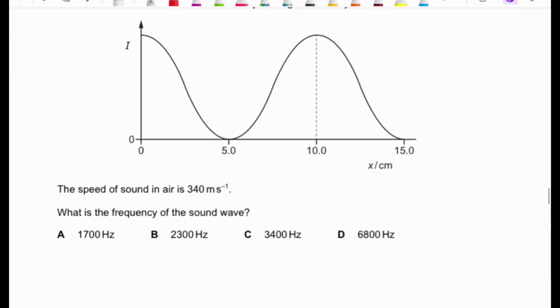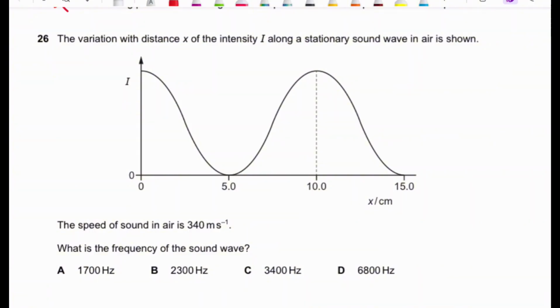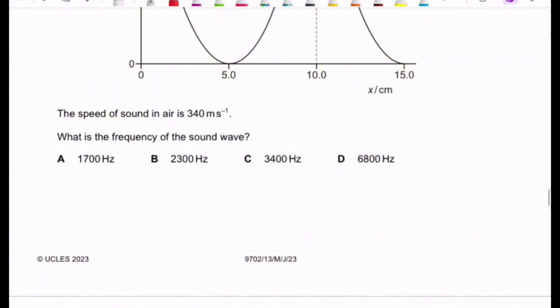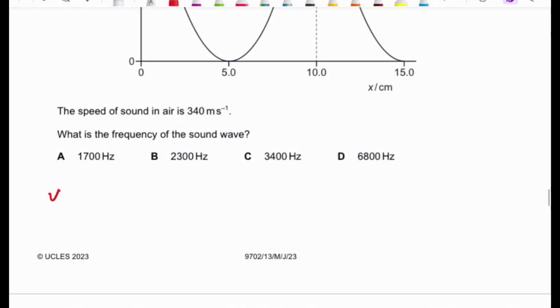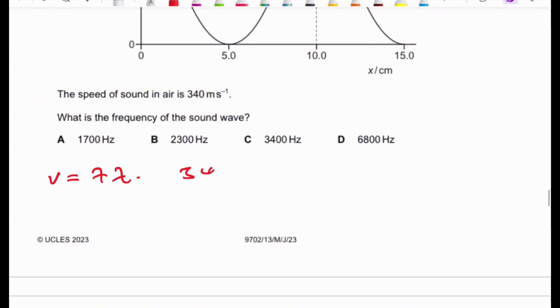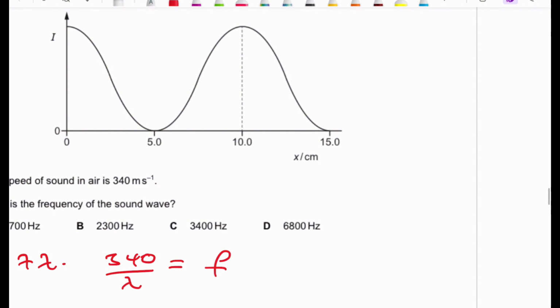We've been given the variation of intensity along a stationary wave as shown. The speed is given and we've been asked to find the frequency. So we know that v is equal to f lambda. So we've been given 340 divided by lambda should be equal to the value of f. Let's look at this. This is a node, right? There's an antinode, an area of maximum intensity. This is going to be a node, right?